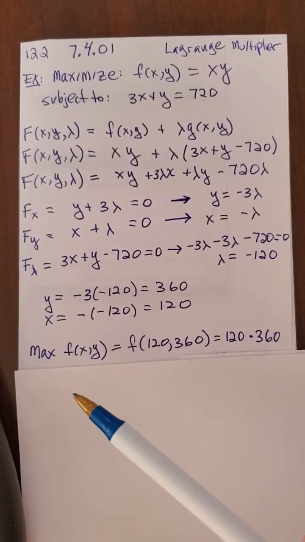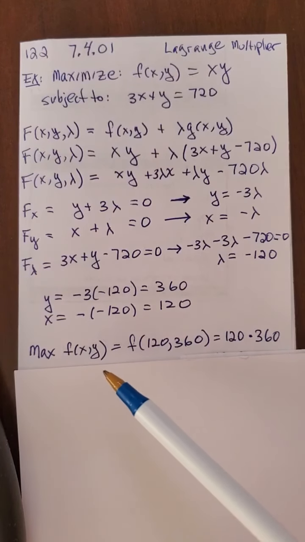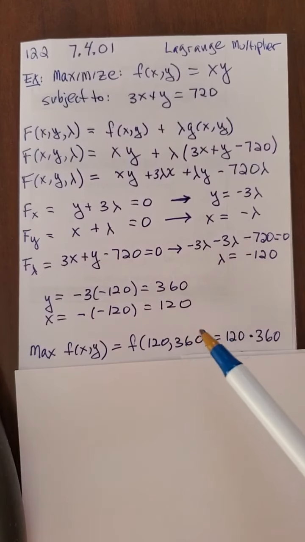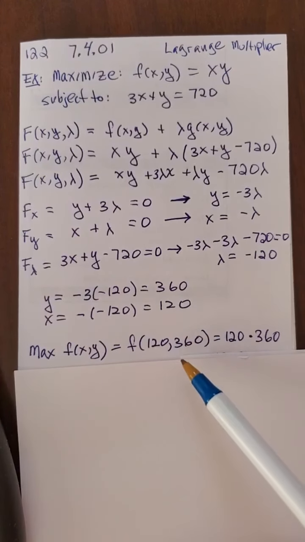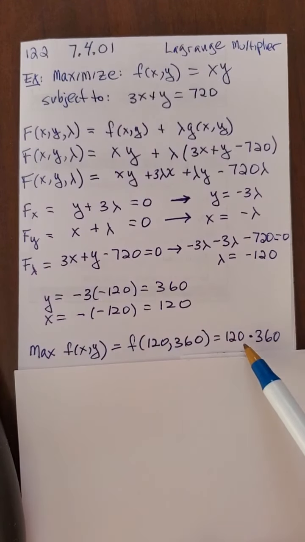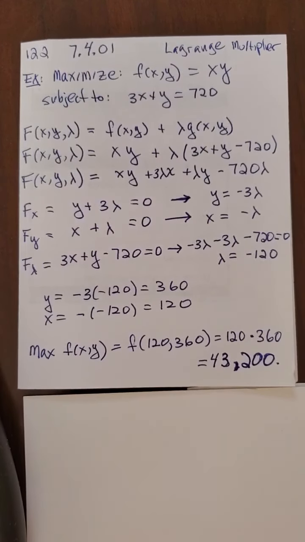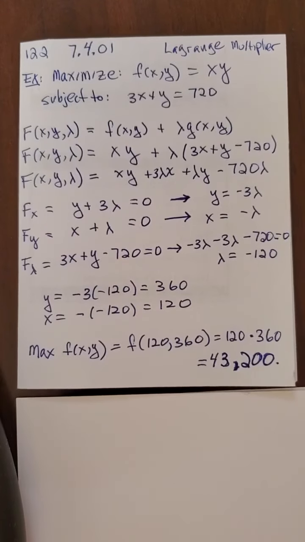My maximum is going to be f of 120 comma 360, because that's the x and the y that I have. And that's just the product, x times y, which is 120 times 360, which is 43,200. And that is how we do that.